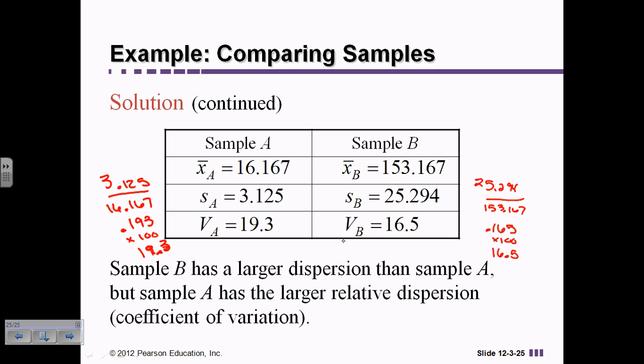So it shows you that sample B has a larger dispersion than sample A, but sample A has the larger coefficient than sample B. So again, the standard deviation of B is bigger than the standard deviation of A, but the coefficient of variation for A is bigger than the coefficient for B. This gives us more information that we can compare, and as we go through the rest of chapter 12, we'll learn how to use this information and compare it.